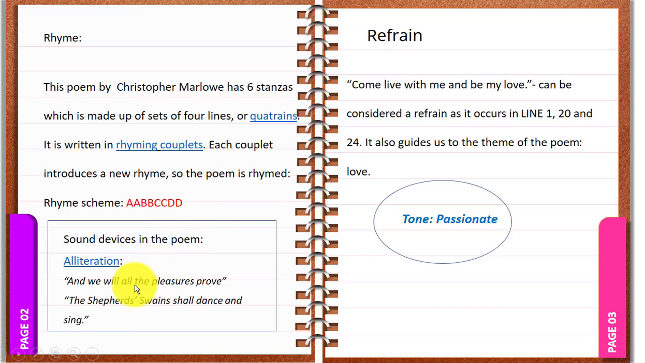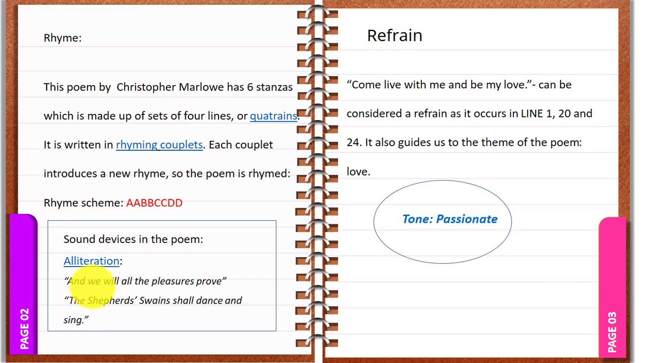So the first line here, "And we will all the pleasures prove." The sound that starts the words pleasures and prove is the same. That is alliteration. In the next line, "The shepherd swains shall dance and sing." Here we find that there are 2 sets of alliteration. We have shepherd and shall, and we also have swains and sing. So that's another example of alliteration. The purpose of this alliteration is to make this poem very musical and very rhythmic, just like the poet intends it to be.